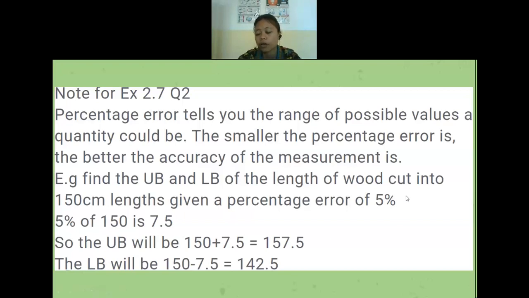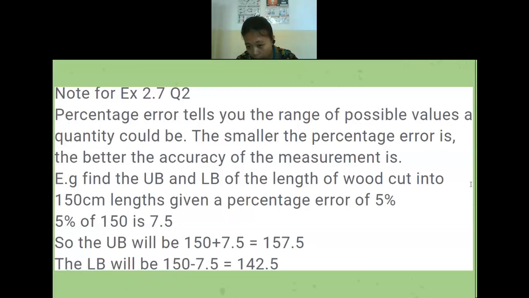The percentage of error is 5%. So it means we need to find the value of 5% of 150. 5% times 150 will be equal to 7.5. For the upper bound, usually the number will be bigger compared to the number given. That's why for the upper bound, we need to add 7.5. For the lower bound, we subtract 7.5. So we get the upper bound as 157.5 and lower bound as 142.5.